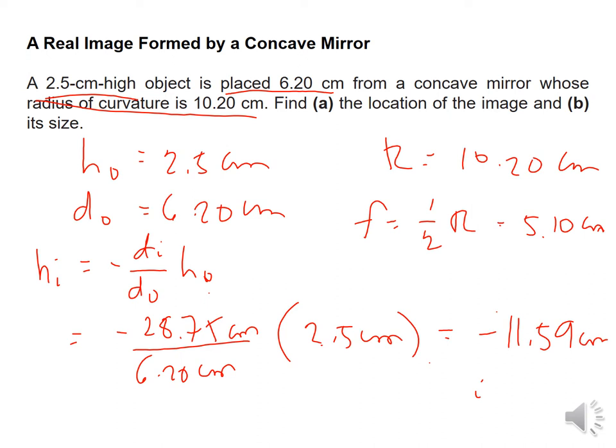So what is the meaning of the negative value here? The negative value for HI indicates that the image is inverted with respect to the object. So the image is inverted. So this is the answer for the first problem.